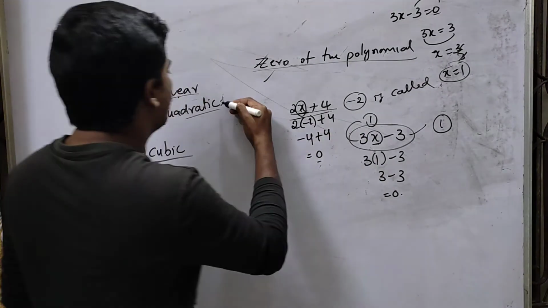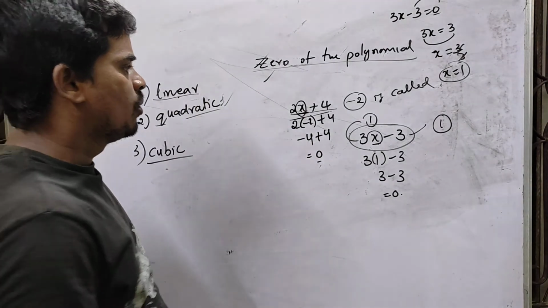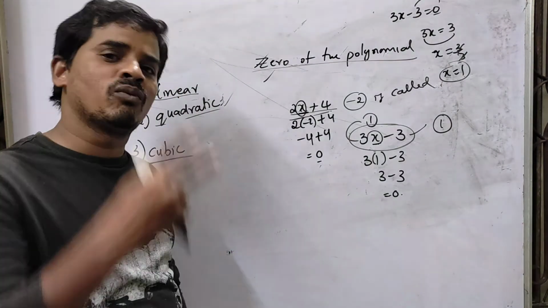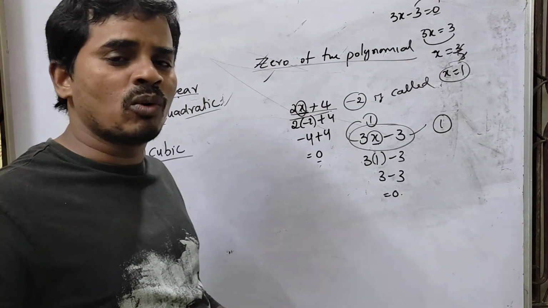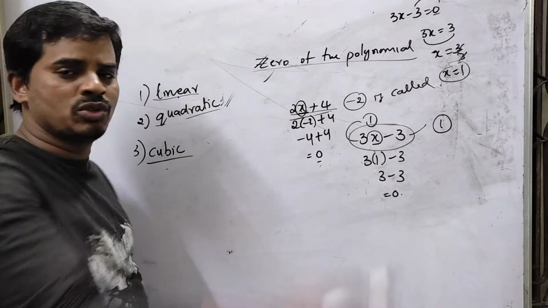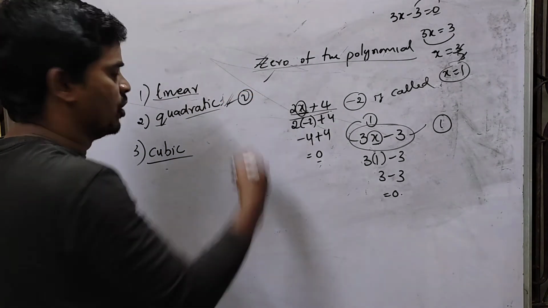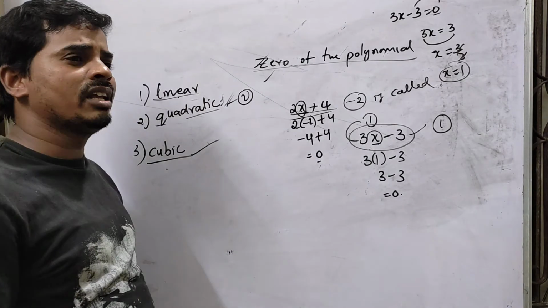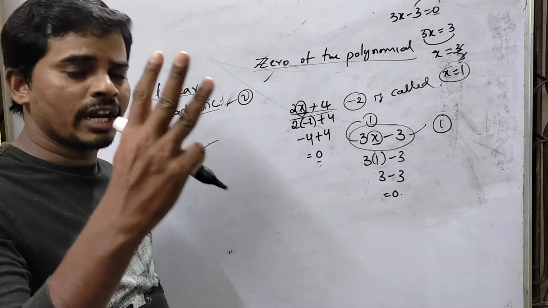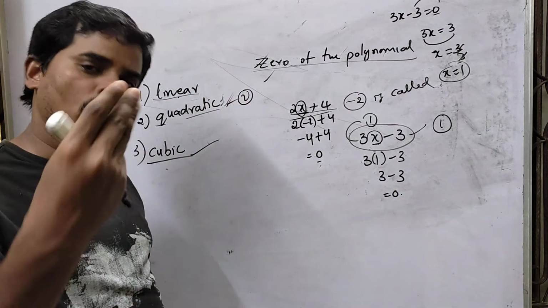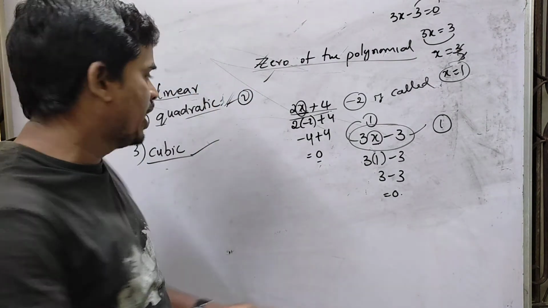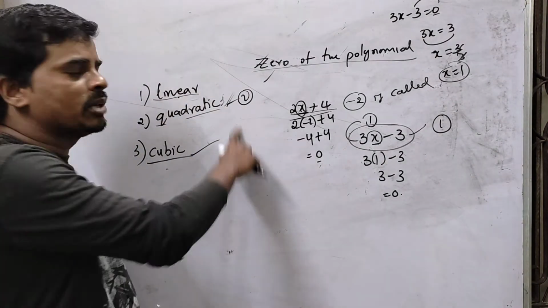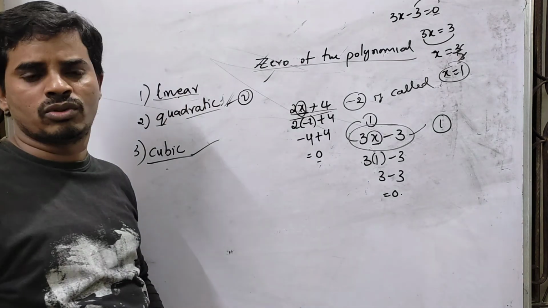Now, if it is a quadratic polynomial, then there exist 2 zeros for it, or 1 zero. But a quadratic polynomial cannot have more than 2 zeros, because it's a degree 2 polynomial. Any cubic polynomial can have at most 3 zeros, or 2, or 1, or none. But a cubic polynomial cannot have more than 3 zeros. Like that, a quadratic polynomial cannot have more than 2 zeros.